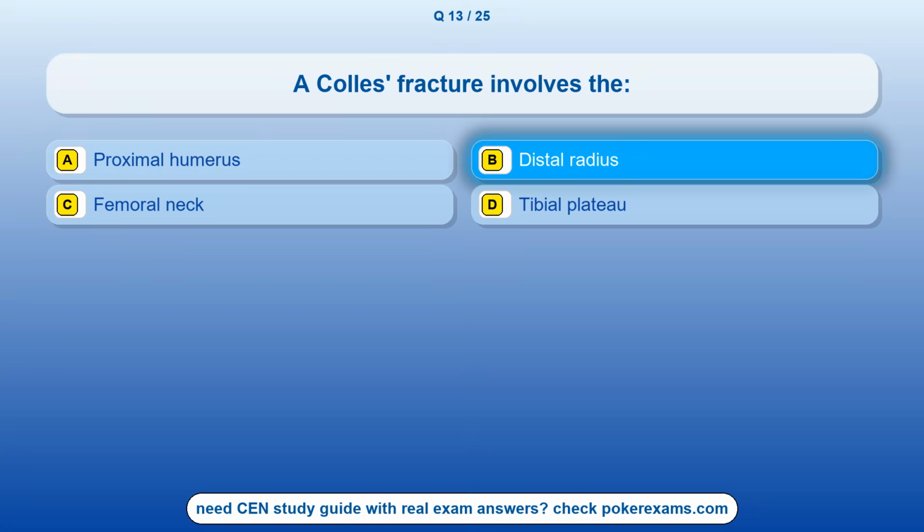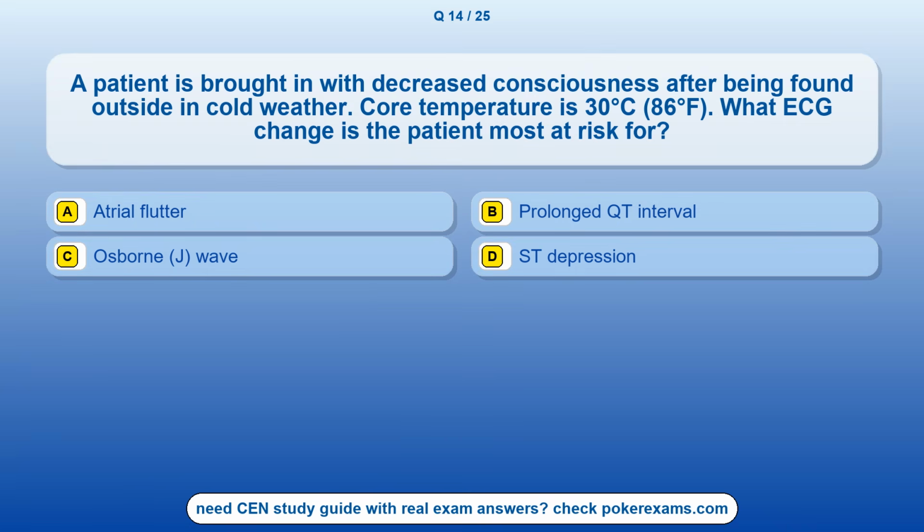The correct answer is option B, distal radius. Question 14. A patient is brought in with decreased consciousness after being found outside in cold weather. Core temperature is 30 degrees Celsius, 86 degrees Fahrenheit. What ECG change is the patient most at risk for? Option A, atrial flutter. Option B, prolonged QT interval. Option C, Osborn J wave. Option D, ST depression.